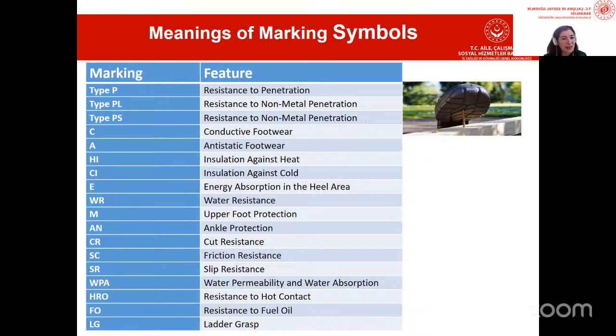For type P marking, the feature is resistance to penetration. For type PL marking, resistance to non-metal penetration. C sign is for conductive footwear. A sign is for anti-static footwear. HI is for insulating against heat. WR is for water resistance. AN is for ankle protection. CR is for cut resistance. SR is for slip resistance, and so on.